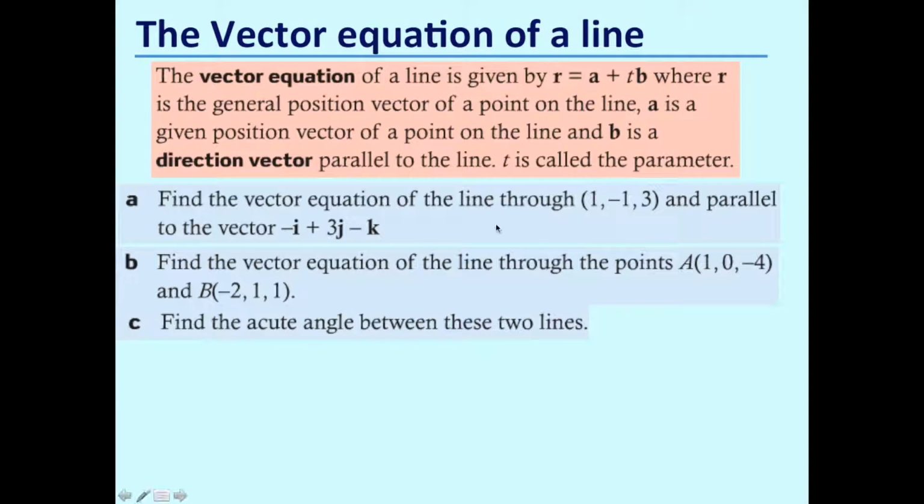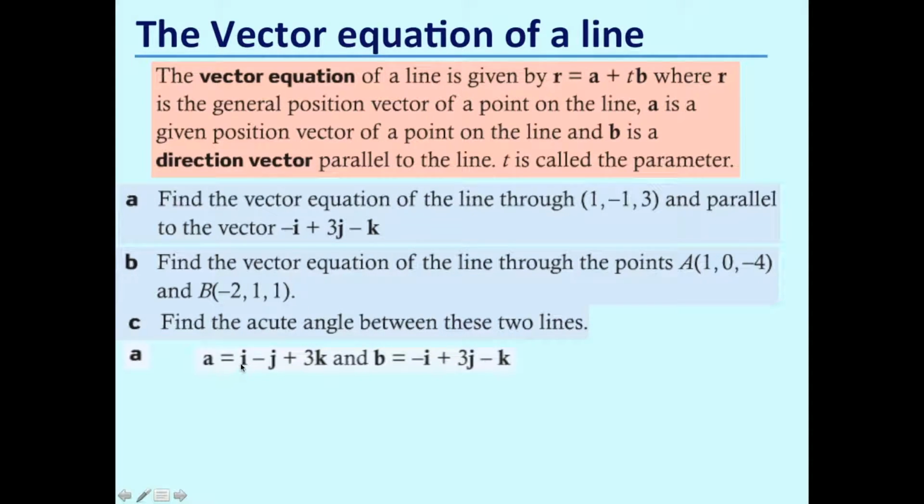So let's have a look at how we can actually get to grips with this through an example. We're asked to find the vector equation of the line through the point 1, negative 1, 3, and parallel to the vector negative 1, 3, negative 1. We're asked to find the vector equation of the line through the points A and B here, and in C we're asked to find the acute angle between these two lines. So if you think you can have a go at attacking these questions, do, otherwise you might just want to follow through with me.